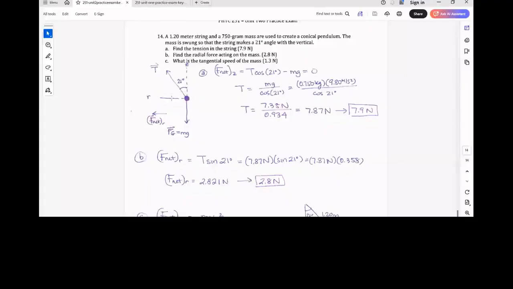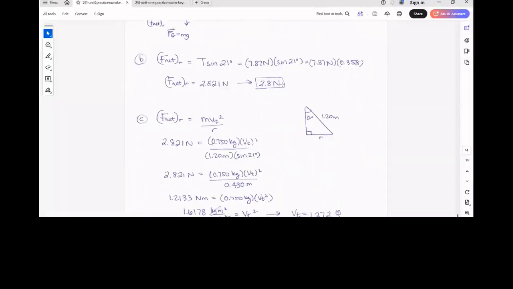But once I have that tension, I know that the radial component of this has to be the source of the radial force. The radial force isn't like an exotic new type of force that comes from a different place. It is always one of the familiar forces. So it can be a normal, it can be friction, it can be tension, which is the case here. So if we found that the hypotenuse of this little right triangle is 7.87 newtons, if I want to calculate the horizontal leg, that would give me the magnitude of the radial force. So T sine 21 gives me about 2.8 newtons.